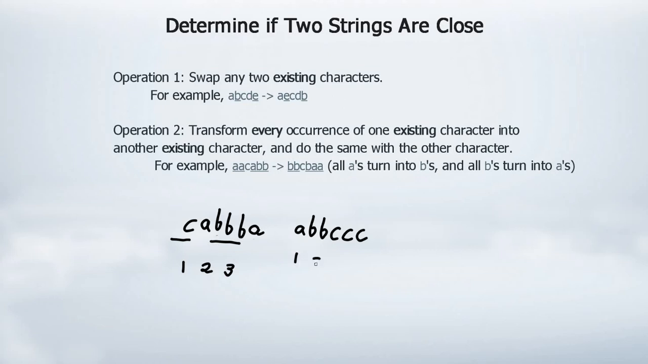A, B 2 and C 3. So this is for C, 2 is for A and 3 is for B. Here I have A, 2 is for B and 3 is for C. When I am actually applying operation 2, all I am doing is changing the number of occurrence of each character to the number of occurrence of any other character, that is flipping their occurrences.